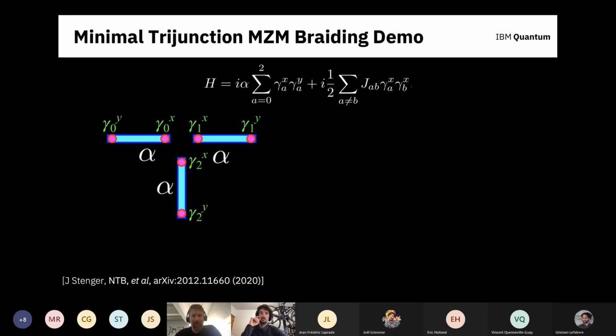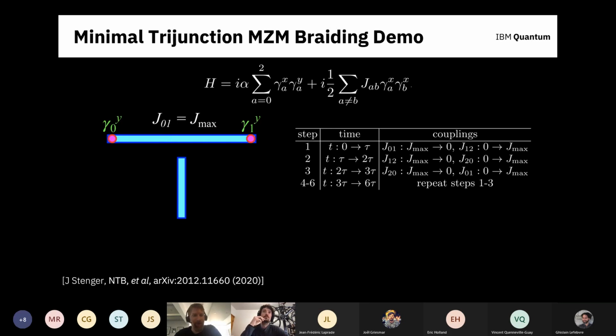So let's look at the Hamiltonian for this. In this basic braiding demo, we're considering 3 nanowires forming a trijunction, and these Majoranas on each one are coupled to each other by an amount alpha. So that first term in the Hamiltonian is alpha, and then the nanowires are coupled to each other by these terms, J's. So these are the inter wire couplings, and those are the things that we're going to manipulate.